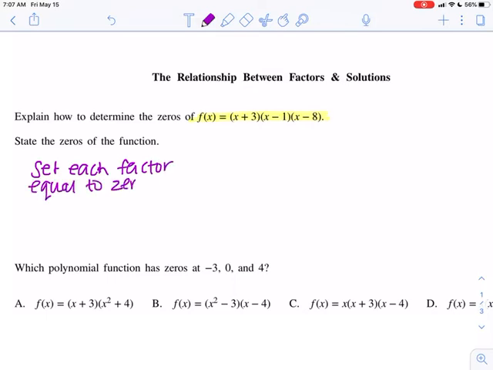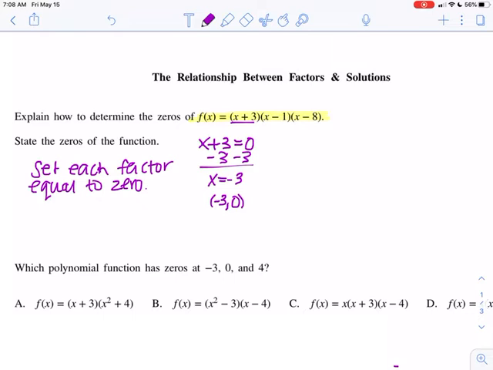Let's do that. So we have to take x plus 3 and set it equal to 0 and solve. Well, I subtract 3 on both sides, and that is x equals negative 3, or the point negative 3 comma 0. Let's take a quick second and look at the factor and look at its solution. The factor was x plus 3. The answer is x equals negative 3.